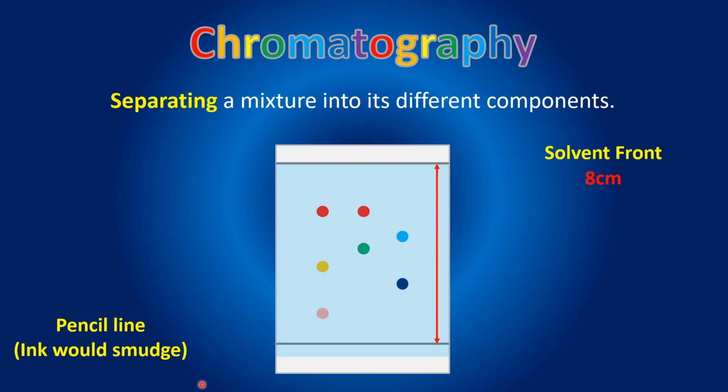One final thing they might ask you to do is calculate the RF value. The RF value is just an idea of how far the ink spot has gone compared to the solvent. So you measure out the solvent front, in this case it's 8 centimeters, and then you measure from the pencil line to the middle of the spot. So pencil line to pencil line for the solvent front, pencil line to the middle of the spot you're interested in, in this case 3, and then you just do a quick calculation. This blue spot has made it up 3 centimeters out of the total 8 that the solvent went. So it's 3 divided by 8, which gives us an RF value of 0.375.